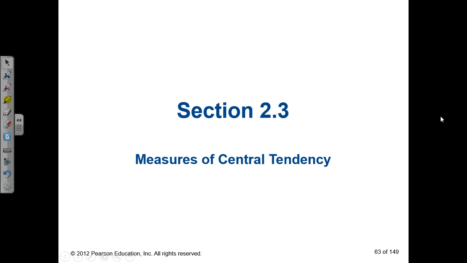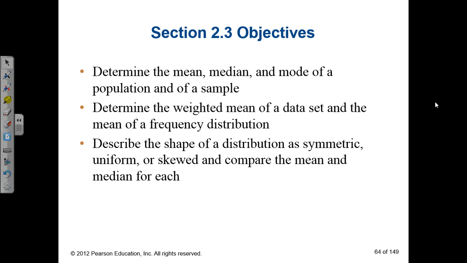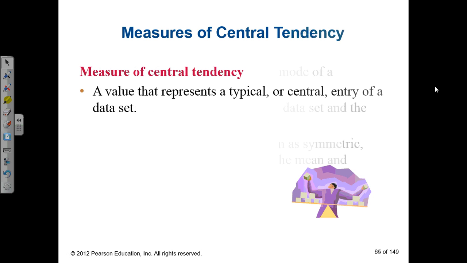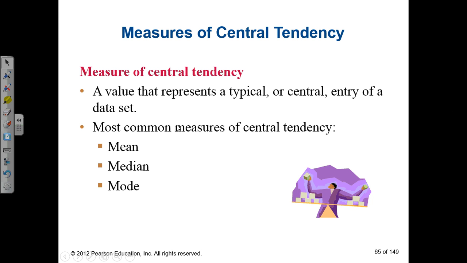So now we're going to continue on with descriptive statistics. Now we're going to look at measures of central tendency. These are values that describe the center or a typical value. We're going to be looking at several different types and then eventually looking at shapes of data sets. So measures of central tendency are values that represent a typical or the center or middle of a data set. The three most common are the mean, the median, and the mode.